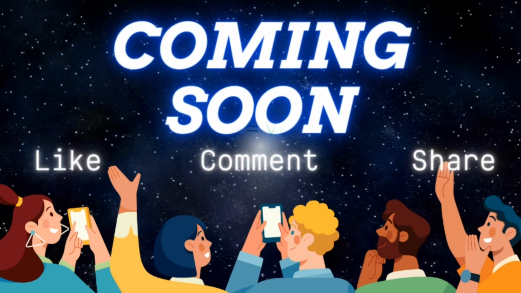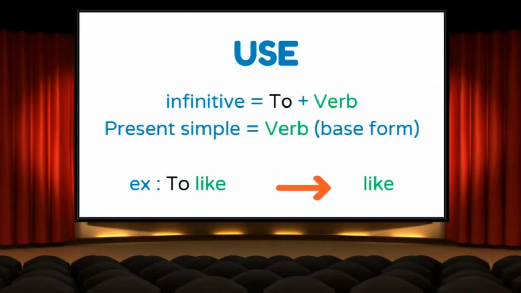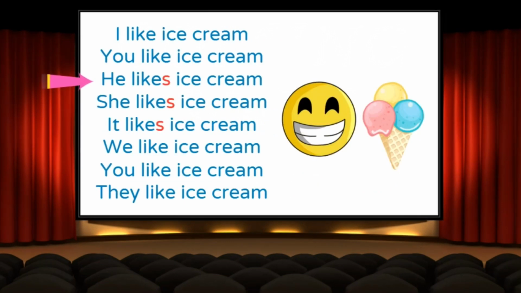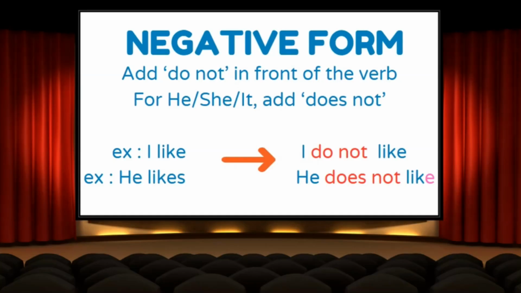Let's get started. You already know that to use a verb with the present simple tense, you just need to take the verb without to at the beginning, but always remember to add an s with he, she, or it, okay? To make a negative sentence, add do not before the verb. For he, she, or it, use does not. And you do not need to add an s at the end this time.